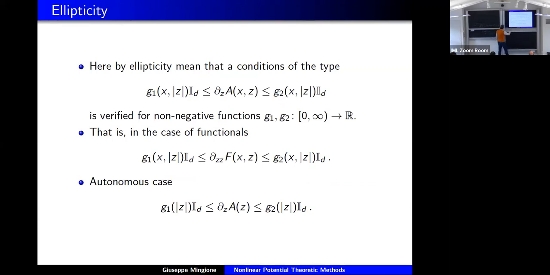So what is ellipticity? Ellipticity means that the second derivatives here are controlled from below and above by two functions, which act as lower and upper bounds on the eigenvalues. So think of G1 and G2 as two eigenvalues. I'll go fast on this because Christian explained this very well, much better than I can. And so these are the lowest and the highest eigenvalue.